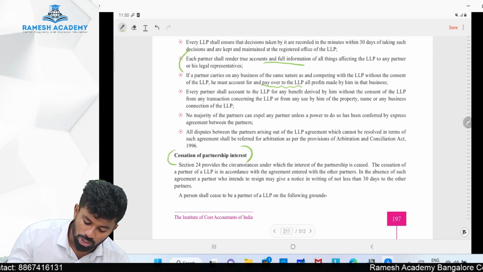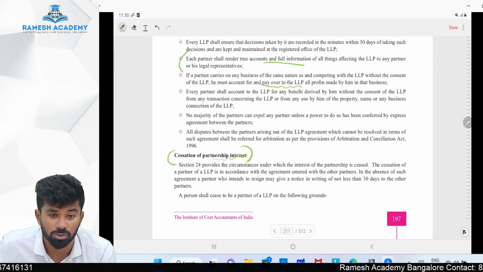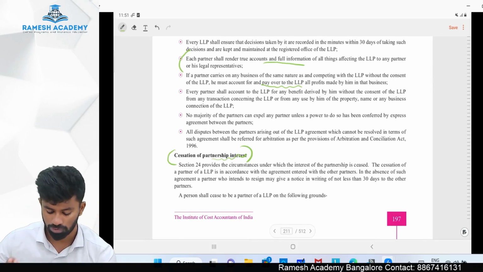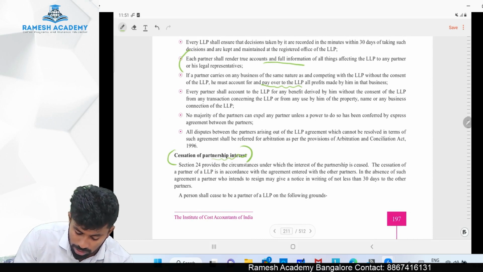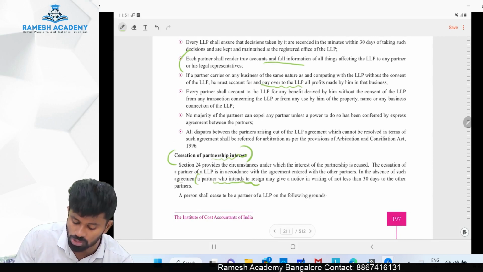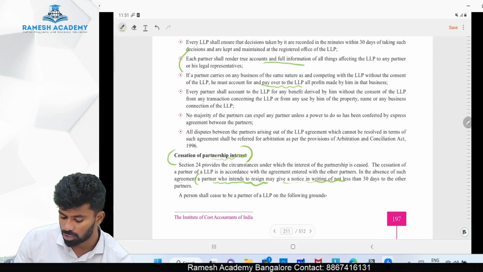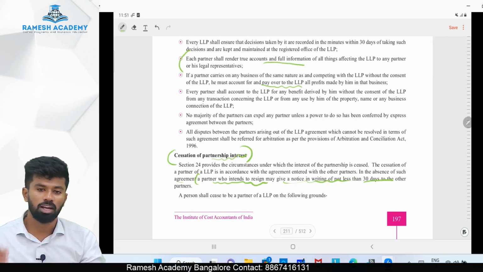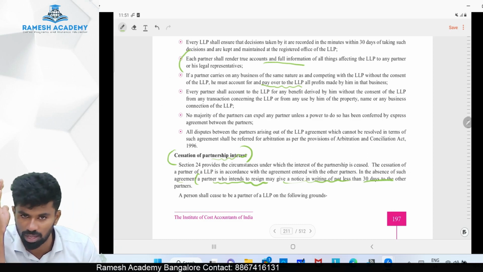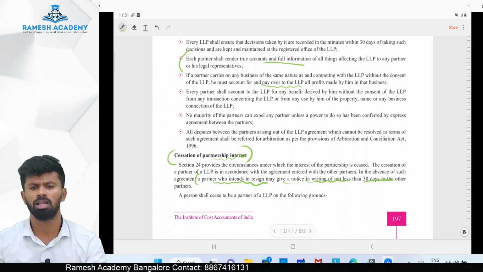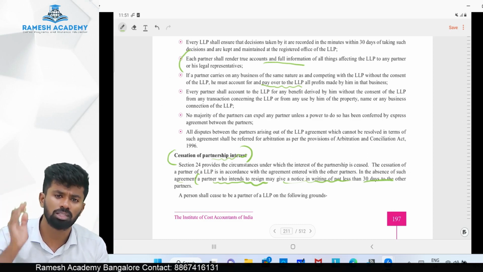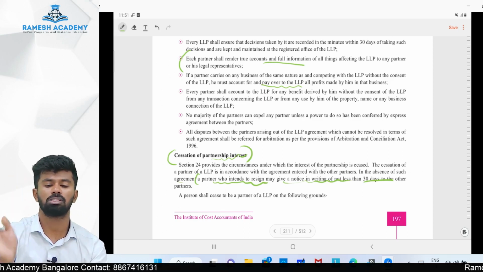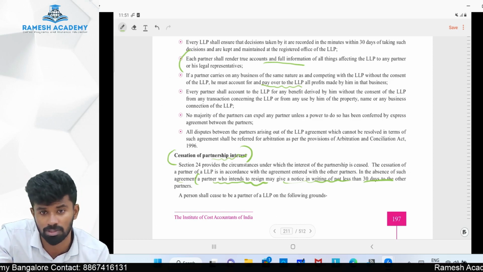Cessation of partnership interest means in what scenarios a partner ceases to be a partner. First one, in the absence of such an agreement, a partner who intends to resign may give notice in writing of not less than 30 days to the other partners. Meaning if I want to retire, I can retire as per the agreement. If the agreement is silent, the law says you have to give 30 days prior notice. Meaning if I give a notice today, I am deemed to have ceased to be a partner after 30 days of this notice.